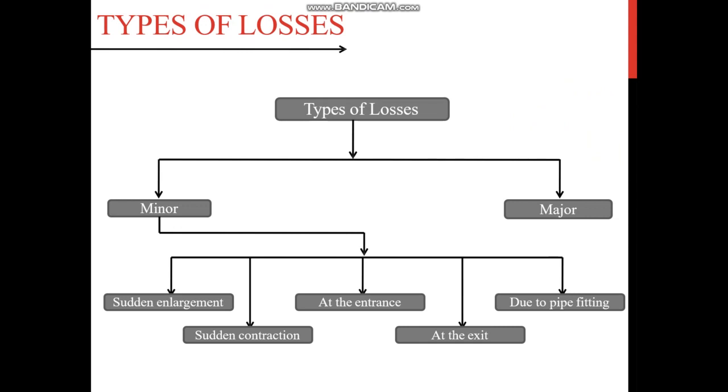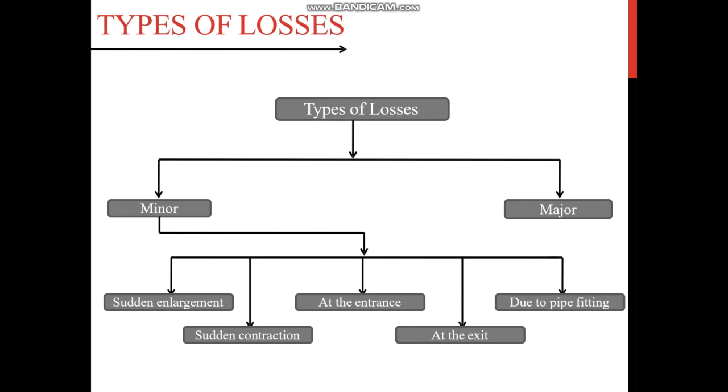Then how are we going to classify the losses in the pipe? We already studied that when the fluid flows through the pipe, there are some losses because of the resistance between the fluid and the pipe surface. And these losses are mainly classified into two categories. One is major loss, second one is minor loss. Major loss is mainly the friction loss. It is due to the friction between the fluid and the pipe surface.